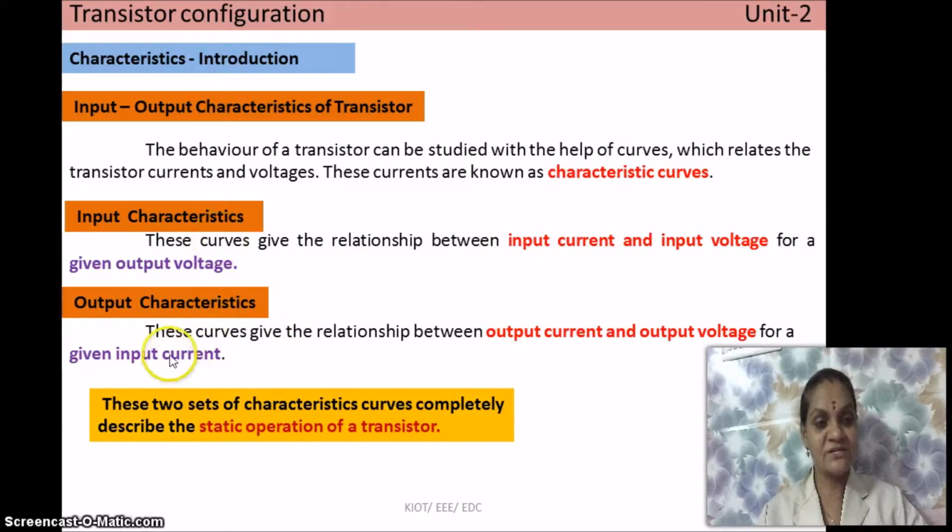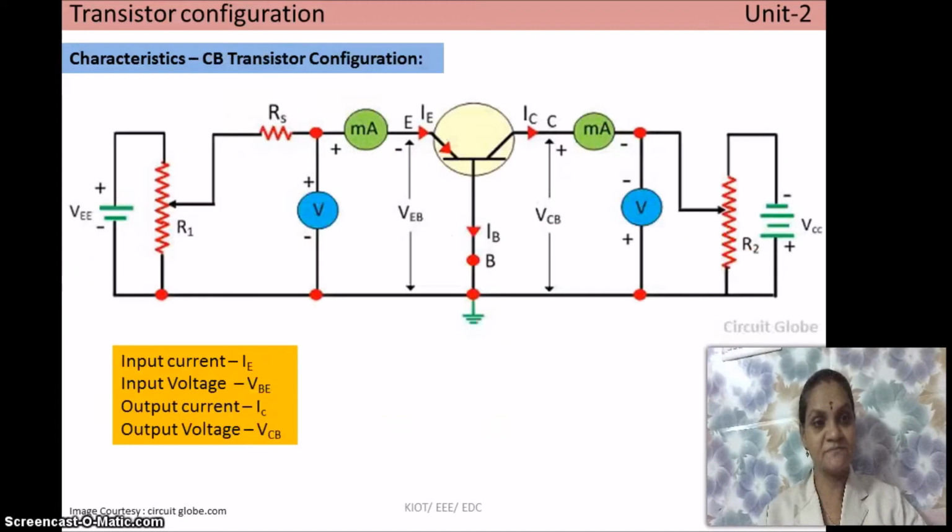These two characteristics completely describe the static operation of a transistor. That means with the help of biasing voltage alone, how the transistor is behaving can be clearly understood by plotting the two types of characteristics of a transistor. Let's see how these characteristics can be plotted for each and every configuration of a transistor in detail. First, we will discuss the common base configuration.